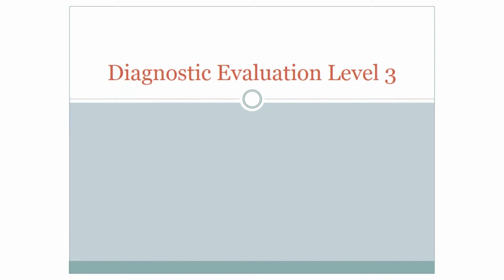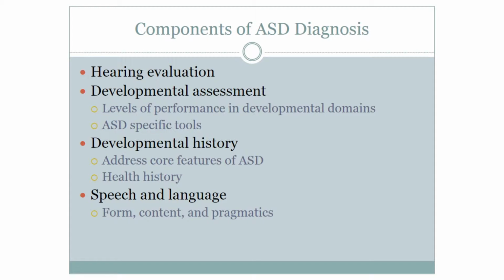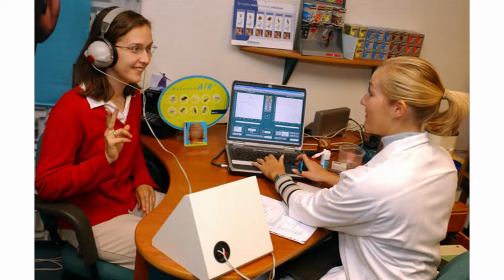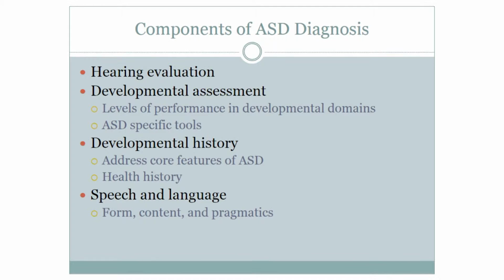So we need to make sure that we have a sensory assessment, that the hearing is appropriate. We need to assess the level of developmental performance, and then we need to look at the tools that are designed to assess autistic behaviors. We need to look at a developmental history to see the progression of symptoms over time, and we need to look at speech language assessments to particularly focus on the semantic pragmatic language component.